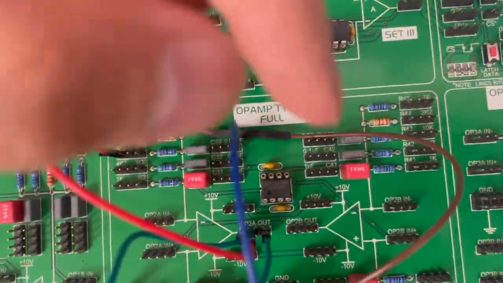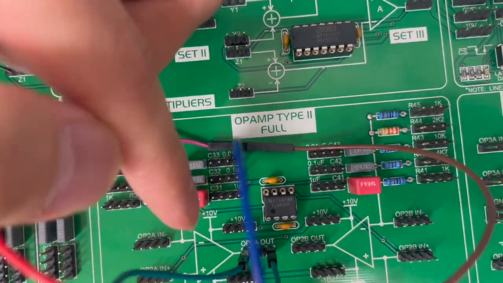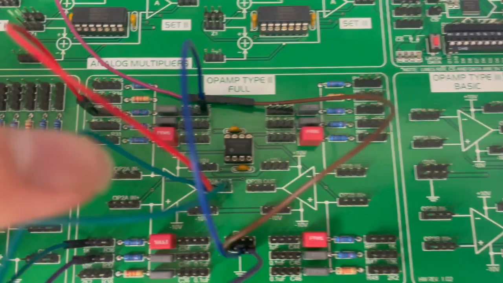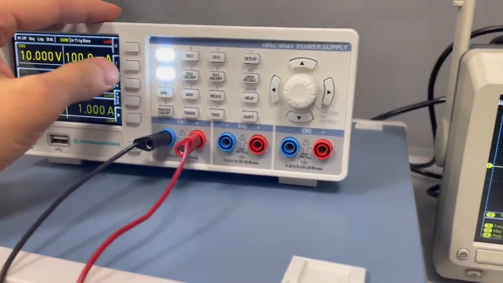In this case you choose the smallest capacitor, which goes to minus and then to ground. So both plus and minus eventually go to the ground. And the output connects to the oscilloscope. So let's turn on the power supply.